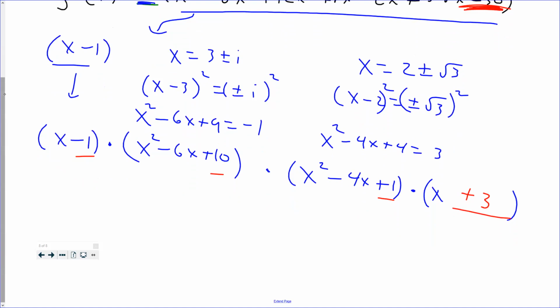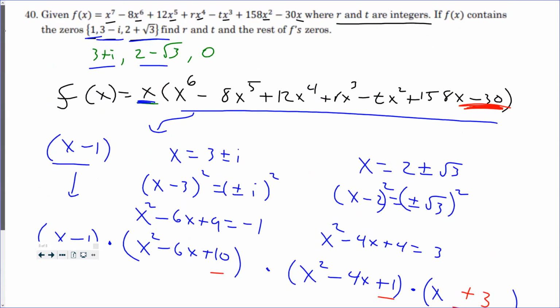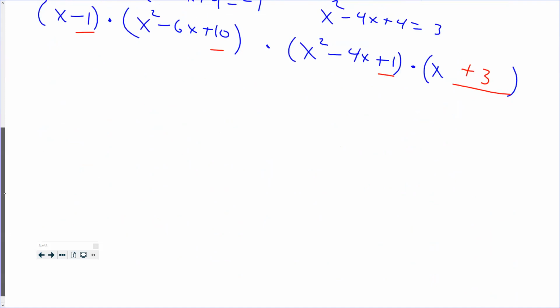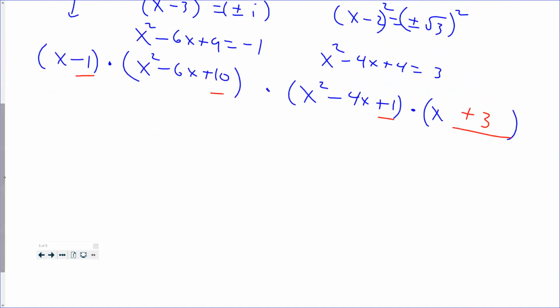But the only thing I'm missing now is the r and t. So I need to multiply these all out together to figure out what my r and my t are going to be. So this is going to be a pain, but we have to do it. I'm going to multiply these two together first. So distribute the x. I have x cubed minus 6x squared plus 10x minus x squared plus 6x minus 10.